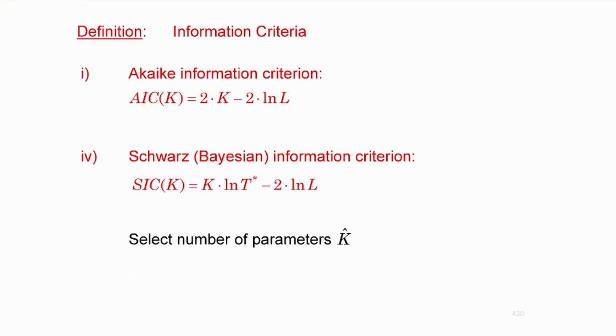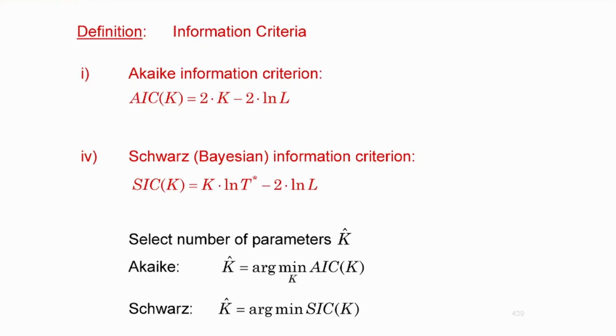You should select the number of parameters based on the minimization of the corresponding information criteria with respect to the number of parameters. This would suggest how many lagged past versions, or how many observations, you would try to incorporate when you estimate an AR model. And for the Schwarz criterion, similarly.